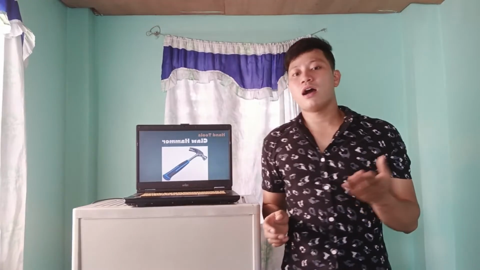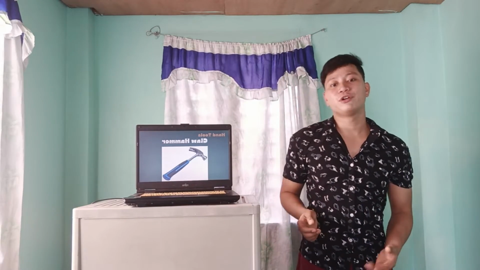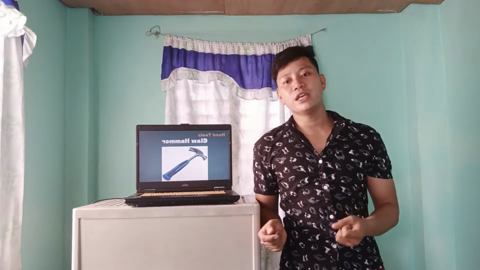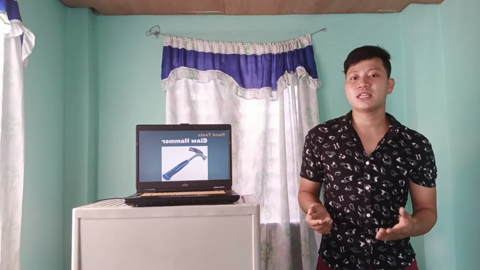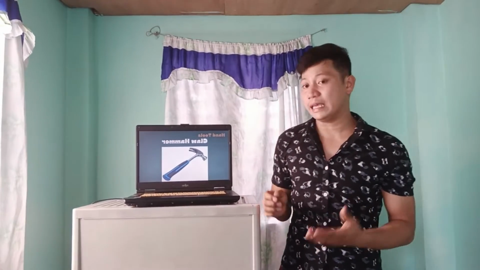Claw hammer is a hammer primarily used in carpentry for driving nails into or pulling them from the wood, and this type of hammer is best for woodworking.